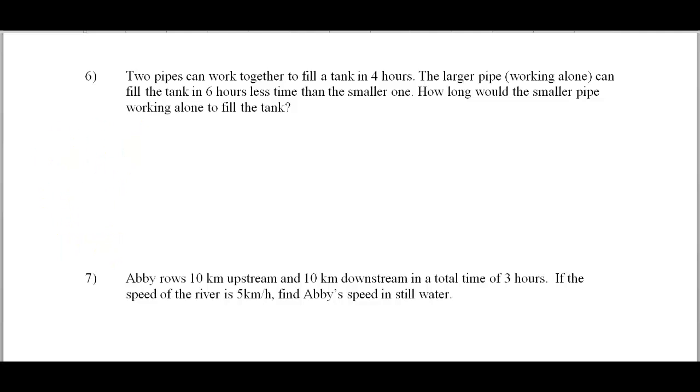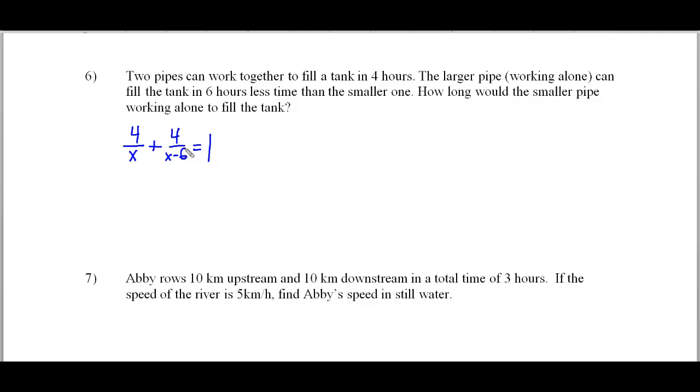So, using the same principle of something plus something equals 1, it says two pipes can work together to fill a tank in 4 hours. So here's what we have: 4 over some amount of time plus 4 over some amount of time is equal to filling the one pool, or tank in this case. It says the larger pipe working alone can fill the tank in 6 hours less than the smaller one. So the smaller one is going to be our x, and our larger one is going to be x minus 6, because our larger pipe can do it in 6 fewer hours than the smaller pipe.